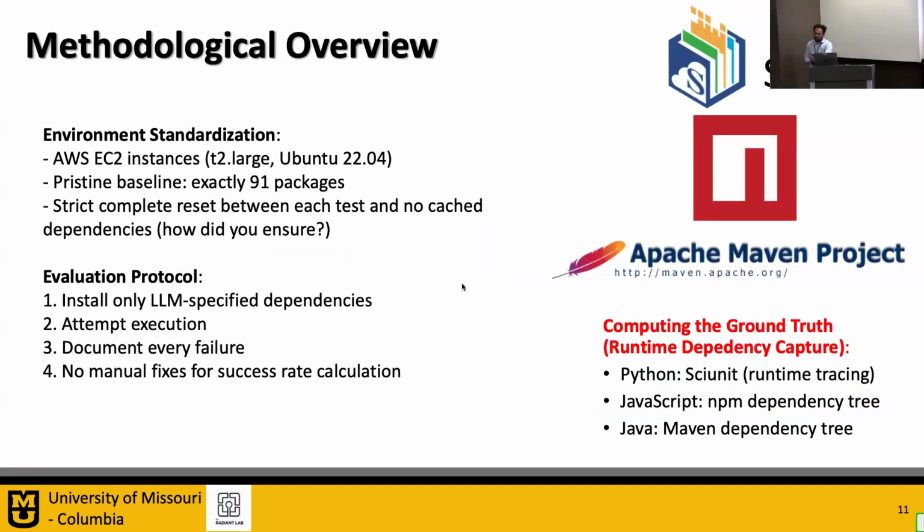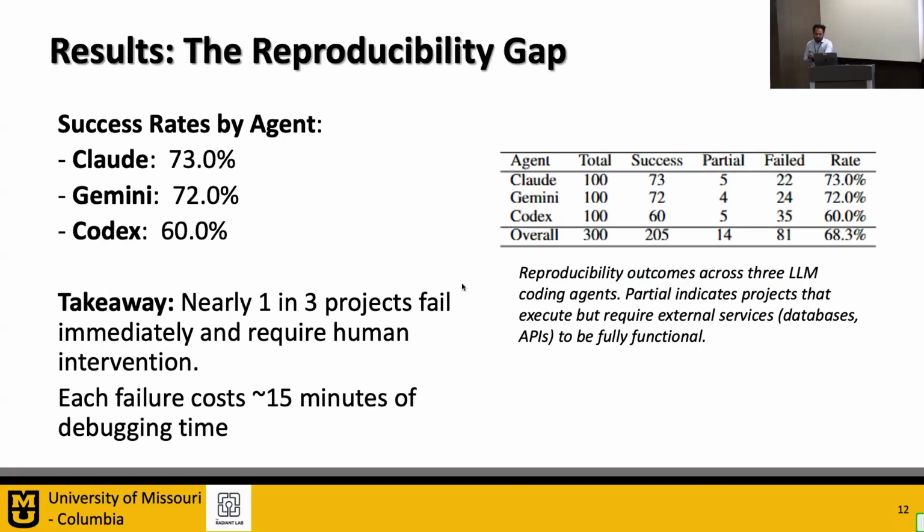Methodologically, we standardize the environment: only an Ubuntu 22.04 EC2 instance, exactly 91 baseline packages, and a strict reset between each project, so there is no caching between environments or projects. The protocol is to install only LLM-specified dependencies and attempt execution. If there is any failure, we document it and count success only with 0 manual fixes. For transitive capture, for Python we used runtime tracing, for JavaScript we used the NPM dependency tree, and for Java we used the Maven dependency tree. So here are the results.